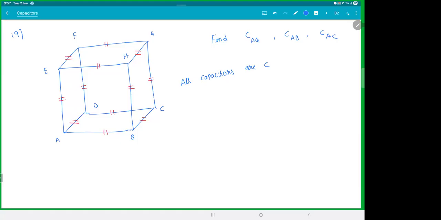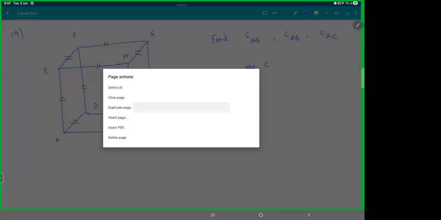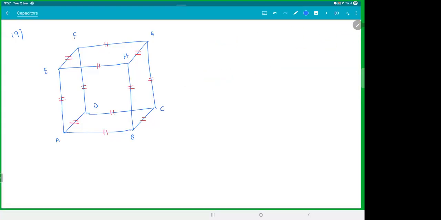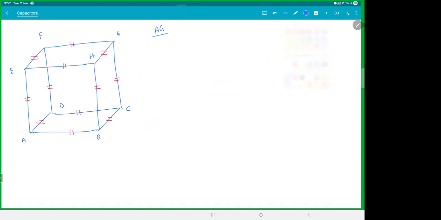6C by 5. Yeah, that looks right. Param, let me help you with one. Listen, we are doing for AG, okay? The logic is pretty straightforward. So you're keeping the battery between A and G.